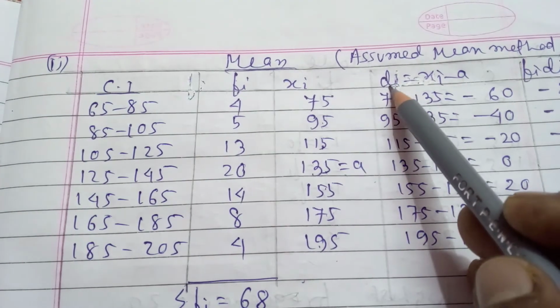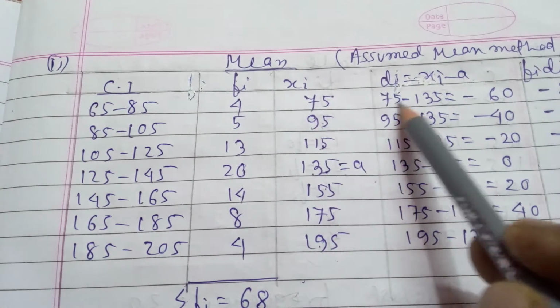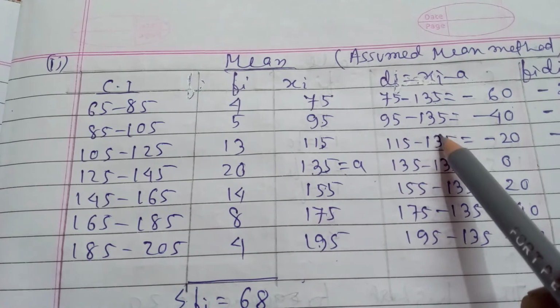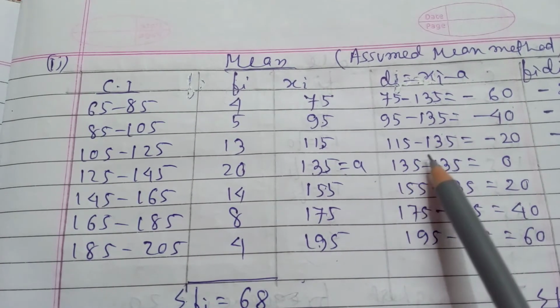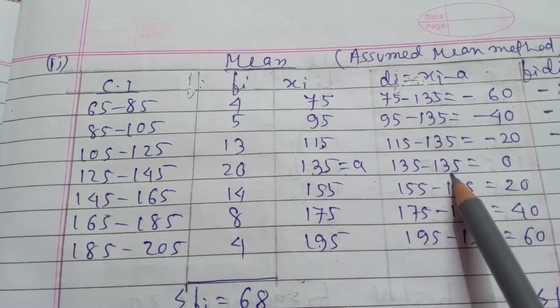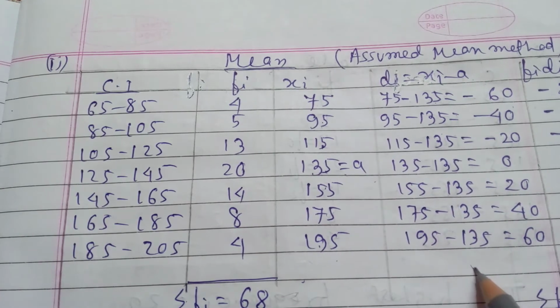Now di equal to xi minus a. So xi, 75 minus 135 equal to minus 60. 95 minus 135 equal to minus 40. 115 minus 135 equal to minus 20. 135 minus 135 equal to 0. In this way, you take out the di.